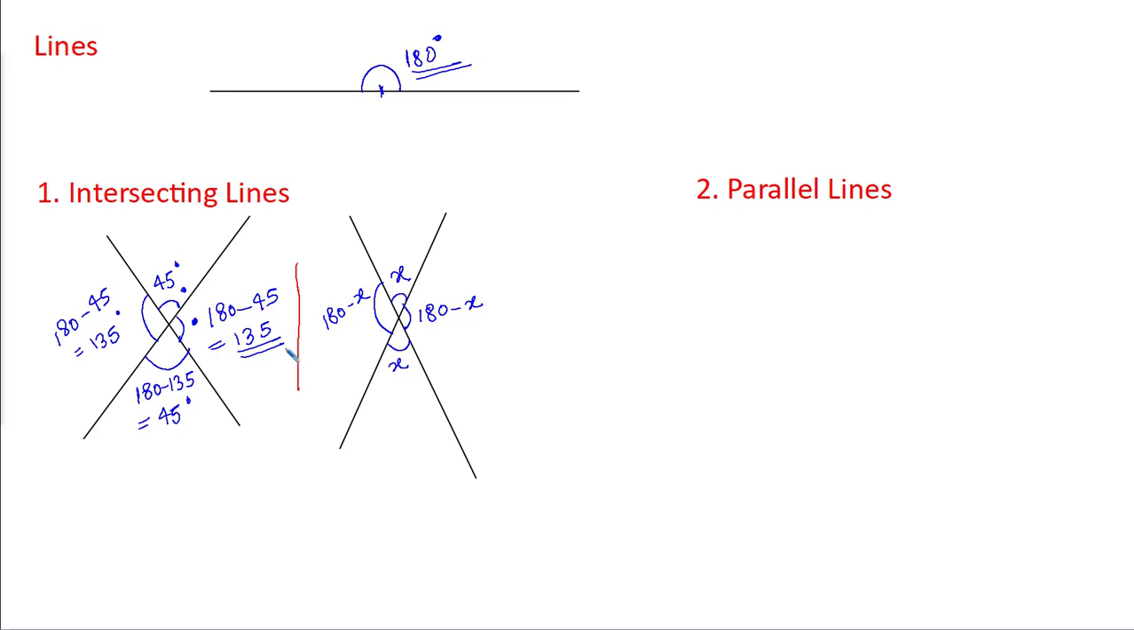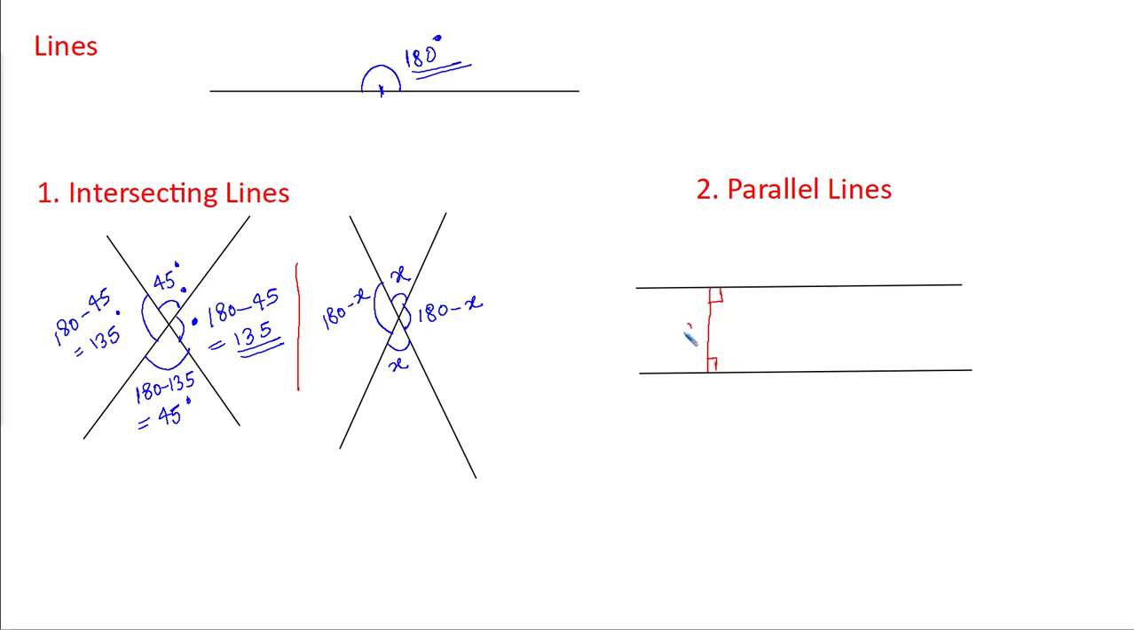After this let's come to parallel lines. Parallel lines are the lines which never intersect each other, like this. Or you can say that parallel lines are the lines in which the perpendicular distance always remains constant.